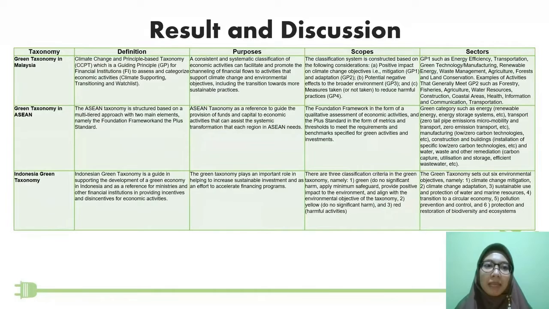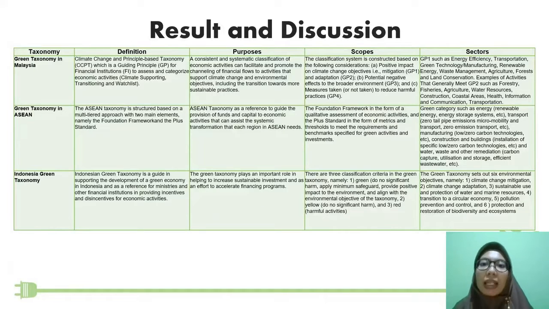The fifth taxonomy is Green Taxonomy in Malaysia, the Climate Change and Principle-Based Taxonomy, or CCPT, which is a guiding principle for financial institutions to assess and categorize economic activities such as climate supporting, transitioning, and watchlist. The purpose is that a consistent and systematic classification of economic activities can facilitate and promote the channeling of financial flows to activities that support climate change and environmental objectives.